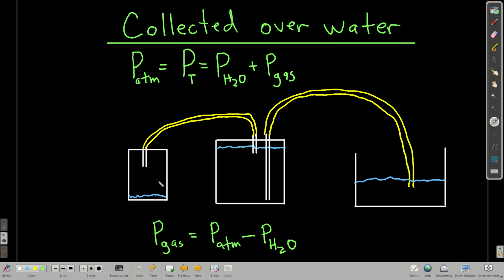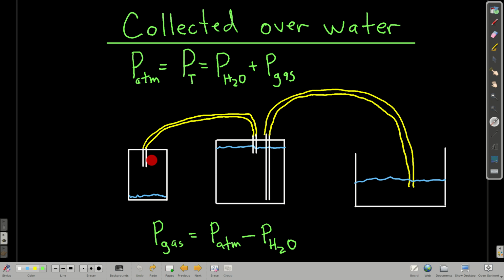But let's say one of the things that we want to know is what the pressure of the gas is inside of this container after everything's finished. Well, you can't measure the pressure of the gas by itself because there's water here, and whenever there's water present, some of those molecules of water will escape from the surface and become a gas. So there are molecules of water gas mixed in with the molecules of the gas from the reaction. You can't separate them. This is a situation where Dalton's law of partial pressures comes in.